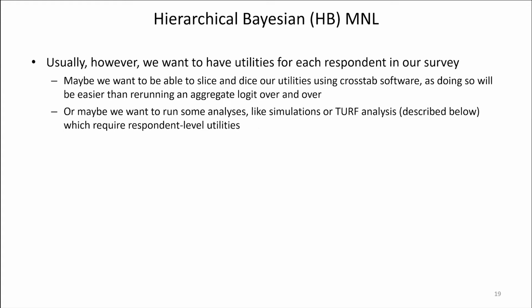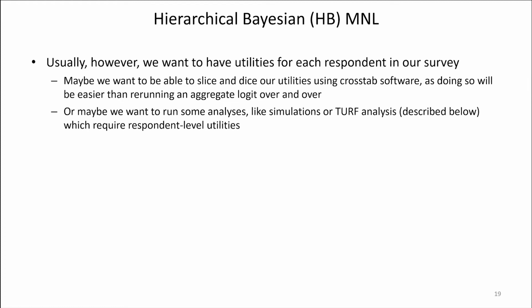The extreme case of that is when we want respondent level utilities, where we want to say, hey, each respondent is a unique individual, and let's give each respondent their own set of utilities. For that, we use something called Hierarchical Bayesian, or HB, multinomial logit.